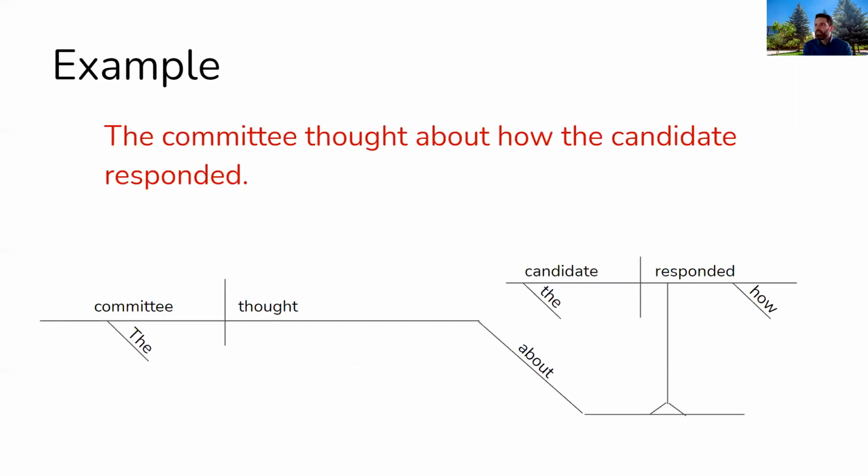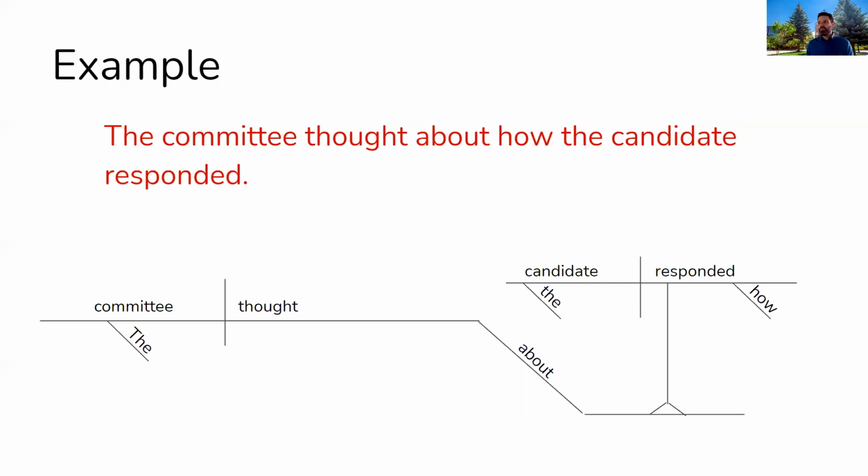Here's another example. The committee thought about how the candidate responded. So now we've got a nominal clause that is part of a prepositional phrase that comes off of what the committee thought. And within it, we have the candidate responded in some way. And in some way, we can replace with how, and then we put that at the beginning of the clause, so how the candidate responded, and then we put that in the sentence in a noun slot, which is about something.